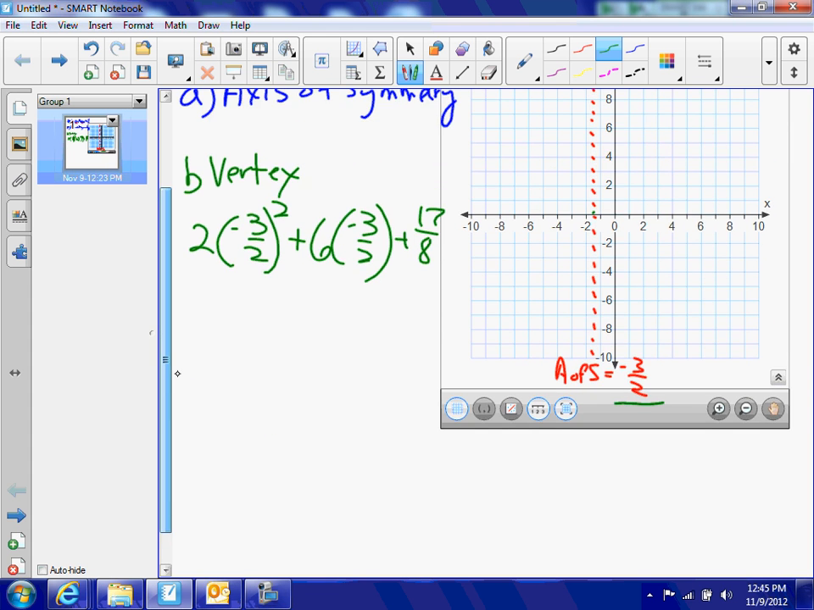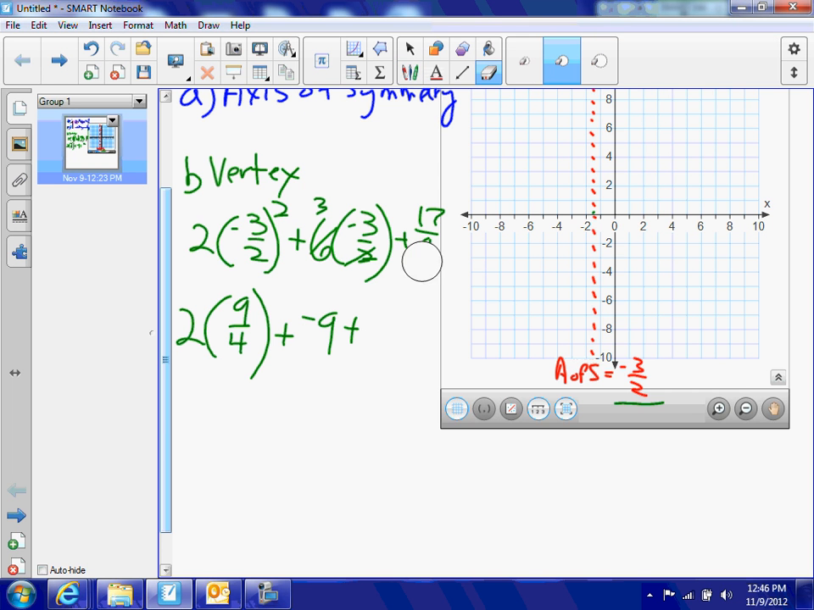Well, first I have to square my negative 3 halves. So I have 2 times 9/4, and remember that's a positive 9/4 because anything negative squared becomes a positive, plus, well, 6 times 3 halves, I know I can simplify this a little bit by crossing out my 2 and my 6, and that becomes plus negative 9, plus 17 halves. Let's rewrite this here. It was not 17/8, it was 17 halves.